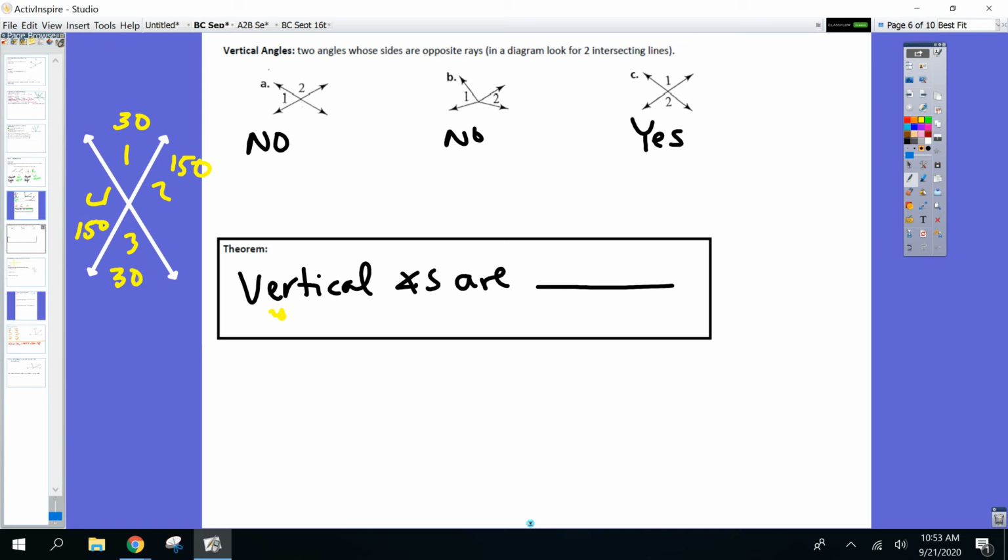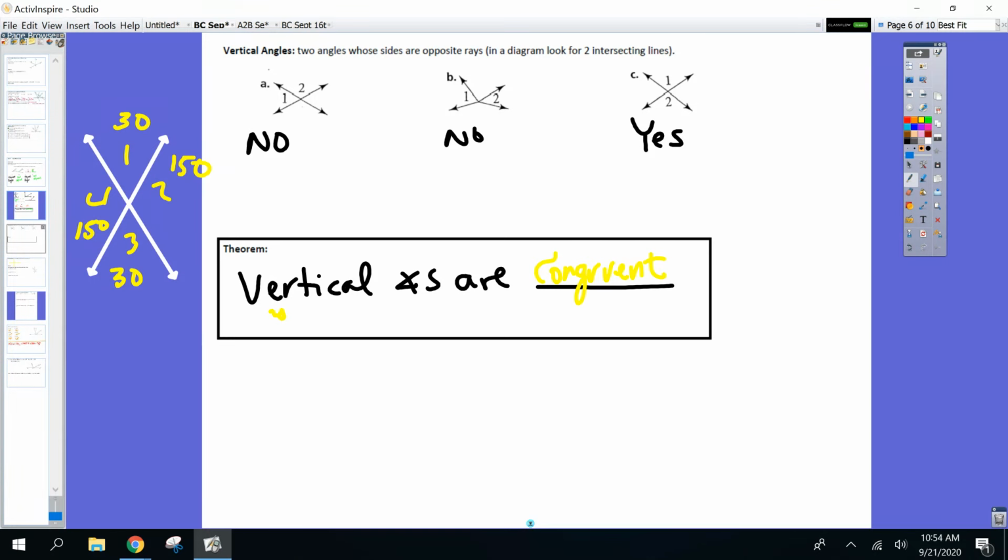You know where the vertical angles are. What do you know about them? They're congruent. She didn't even use the word equal, because we got a better word for equal, and it is congruent. Any two vertical angles will always be the same measure. They will be congruent. Good job. Anything else?